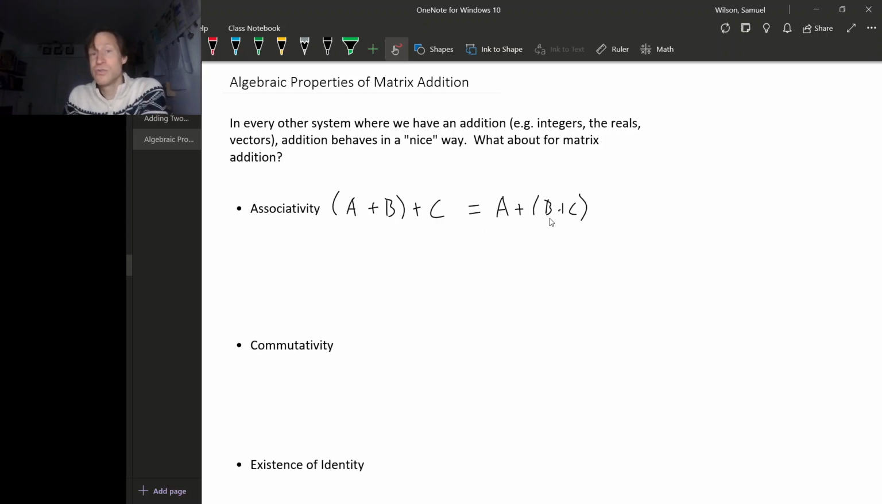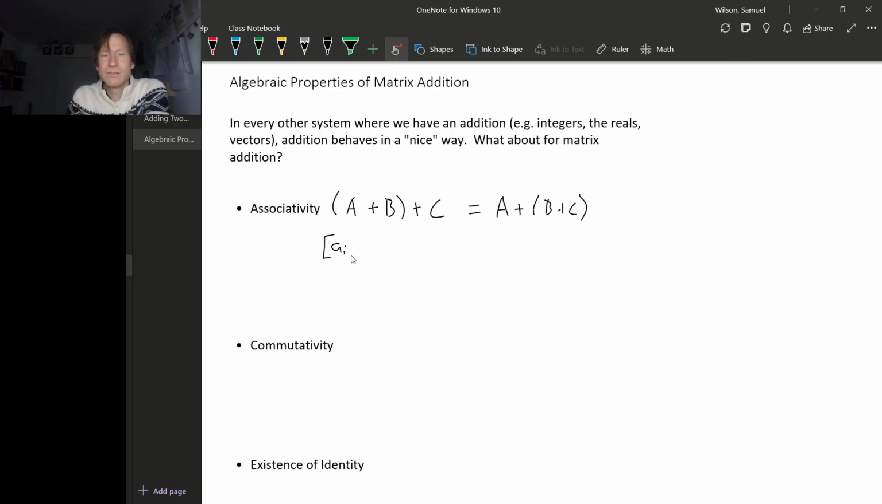This is definitely true for real numbers. It's definitely true for vectors. Is it true for matrices? Well, we can check if it's true just by actually writing out these additions. So, of course, all of these matrices have to be the same size.